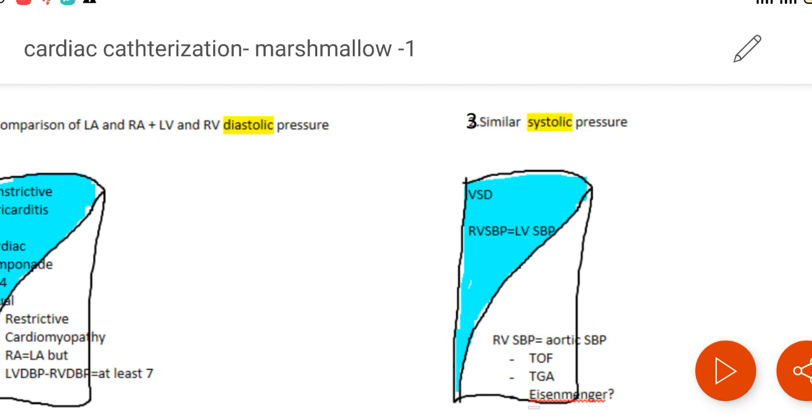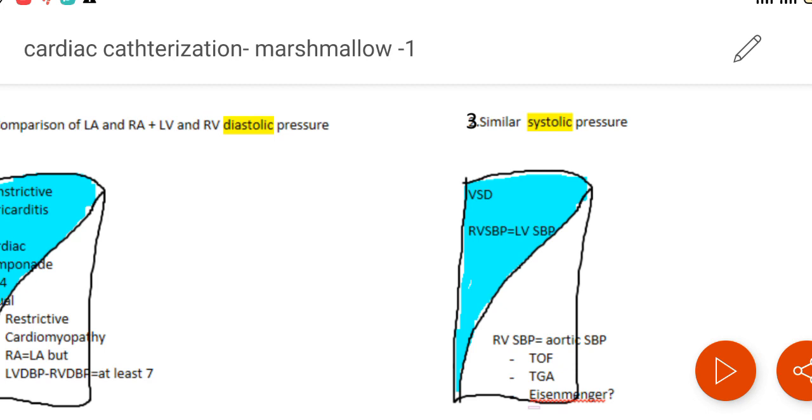Okay. In the third group, you focus on the systolic blood pressure. In this case, we are looking at some situations where systolic blood pressure becomes equalized between the right and the left. One case is right ventricular systolic blood pressure equalized to the left ventricular systolic blood pressure, which occurs with the VSD. Another place of systolic blood pressure equalization we are looking at is right ventricular systolic blood pressure becoming equalized to the aortic systolic blood pressure.